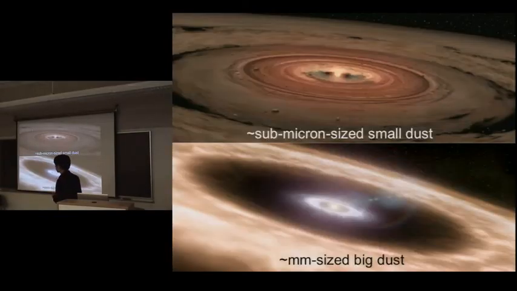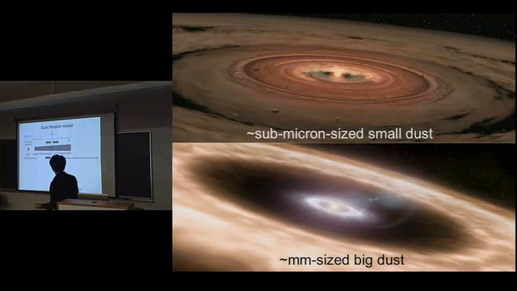So this is the model we put together. A somewhat smooth, continuous, small dust, submicron dust structure, and a millimeter size dust with a huge inner hole in the center.